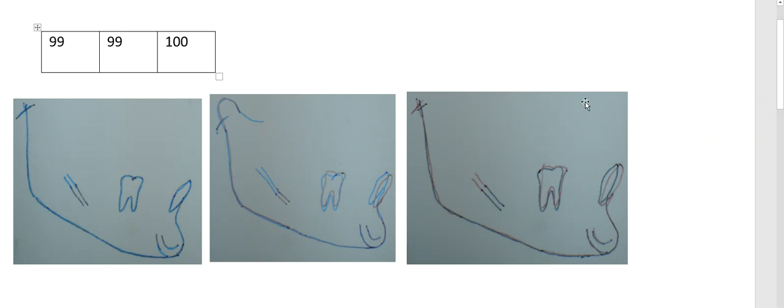The starting IMPA was, as you see, 99. At mid treatment, after the distal jet, the IMPA was 99 because I did nothing in the lower arch, and the post treatment IMPA, or near end of treatment IMPA, or lower incisor to mandibular plane angle, was 100 degrees.